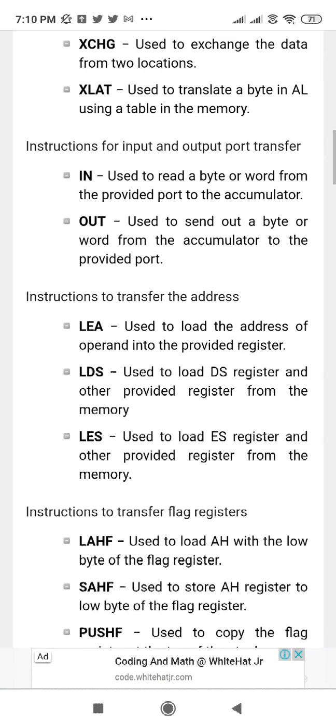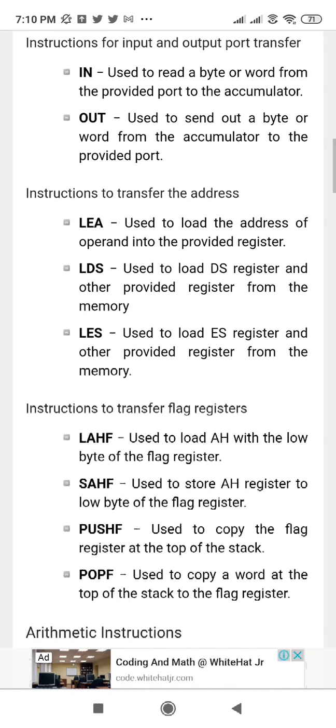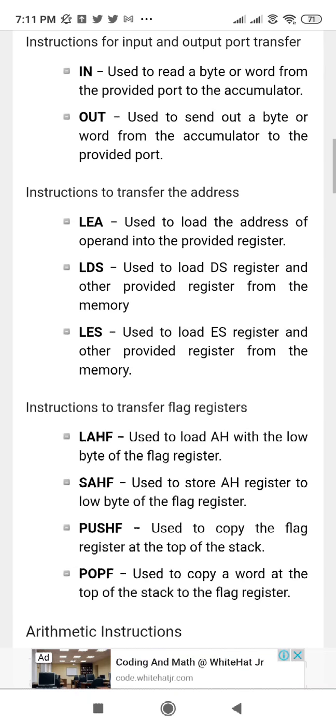Now we are discussing instructions to transfer the address. So address transfer instructions include LEA. It is used to load the address of the operand into the provided register, and LDS is used to load the DS register and other provided registers from the memory. LES is used to load the ES register and other provided registers from the memory.